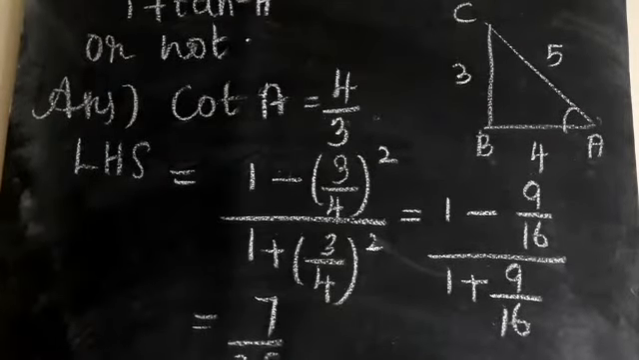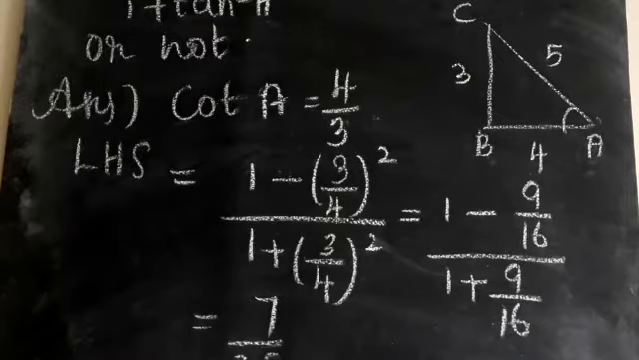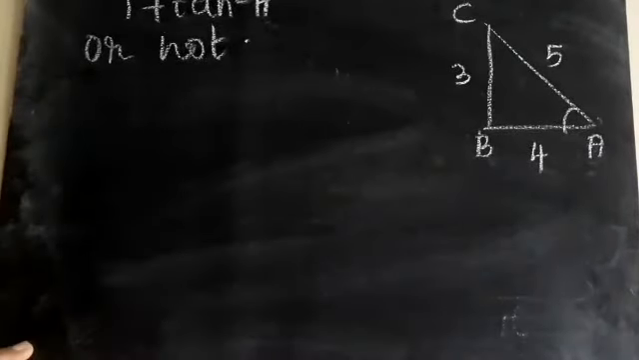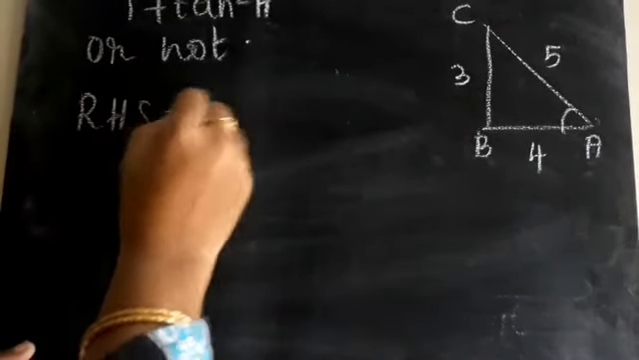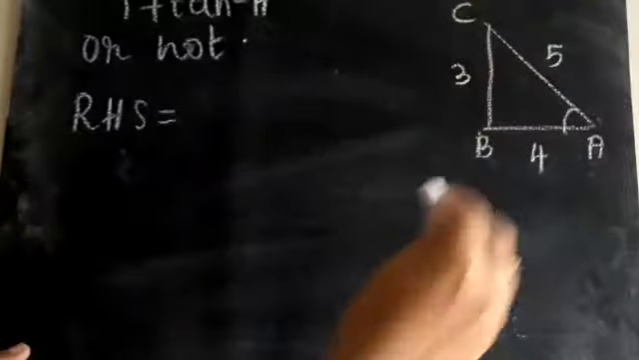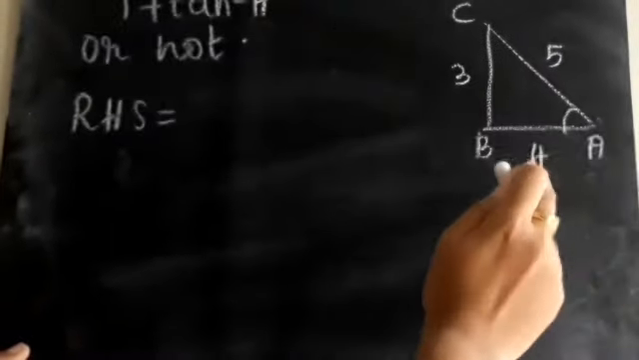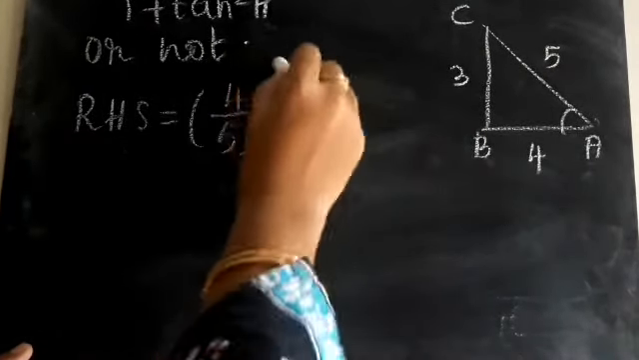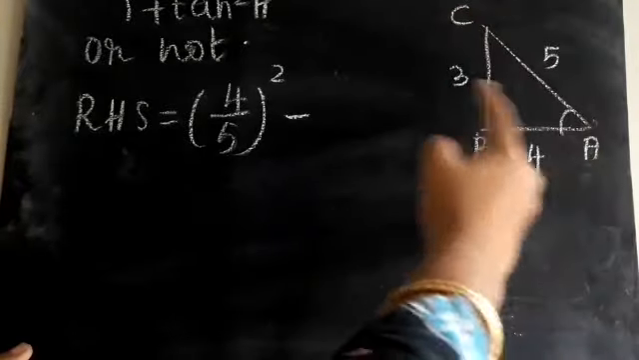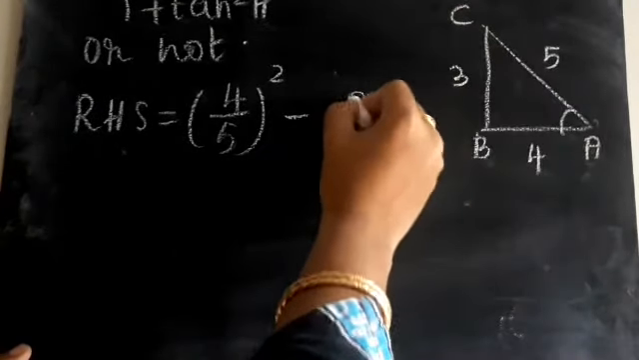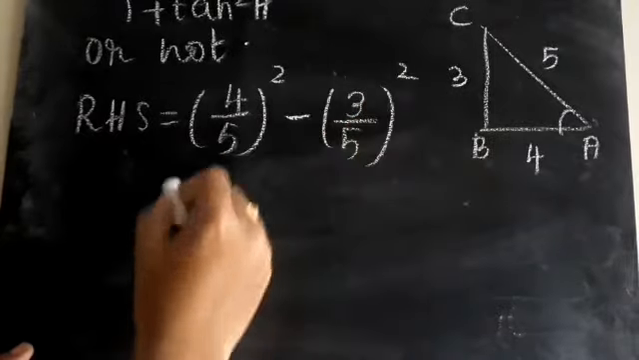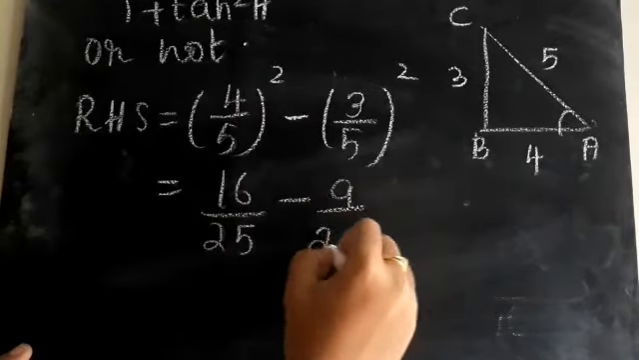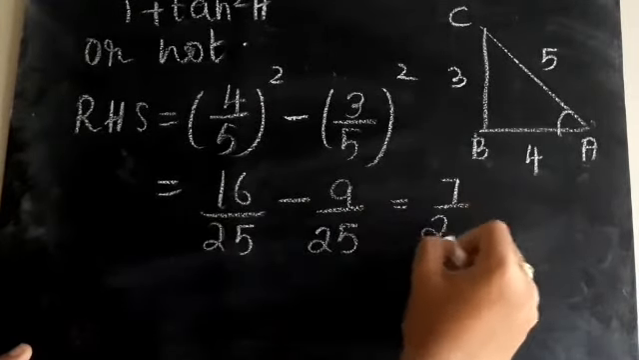And next you have to calculate our RHS. What is our RHS? RHS is cos square A minus sin square A. Again look at the figure. Cos A, what is that? 4 by 5. So cos square A is 4 by 5 the whole square, minus sin square A. Sin meaning opposite side by hypotenuse. So sin square A is 3 by 5 the whole square. 4 square 16, 16 by 25 minus 9 by 25. What is that? It is 7 by 25.